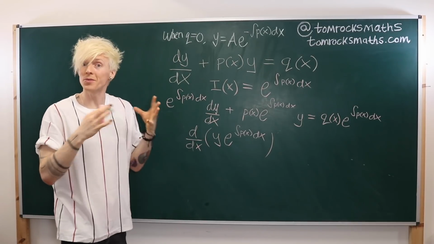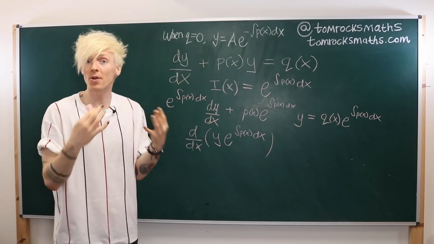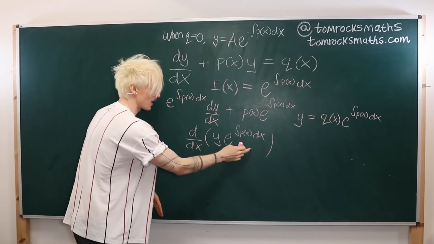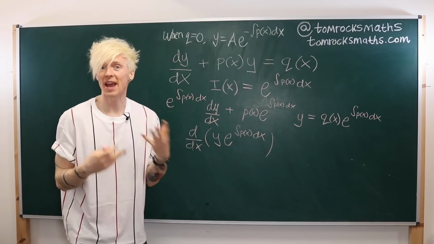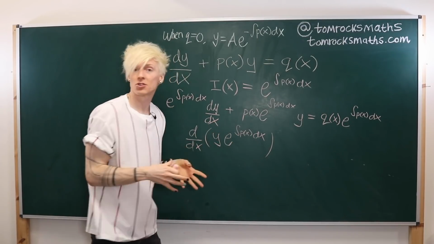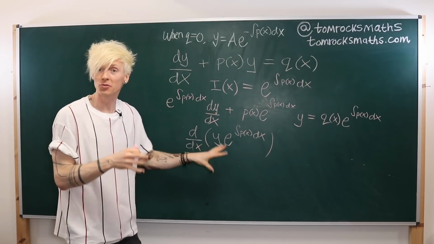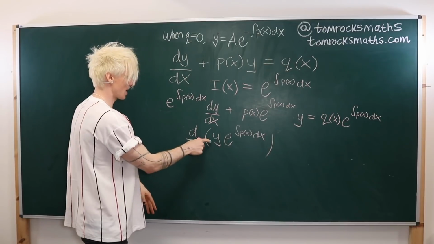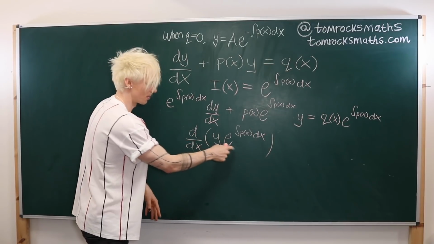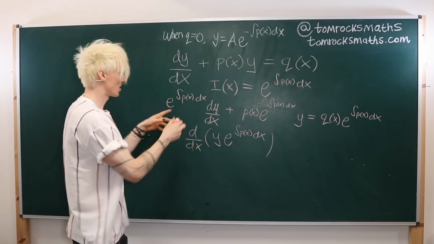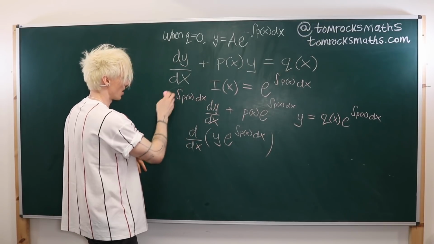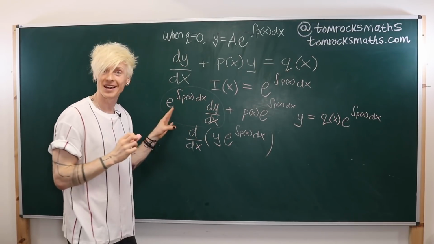Then if I were to compute this, I have to use the product rule because I have two terms. I have y, which is a function of x, and I have the exponential, which is also a function of x. Now, if I apply the product rule, I'm going to get dy/dx multiplied by the exponential, which is exactly what we've got as our first term here.